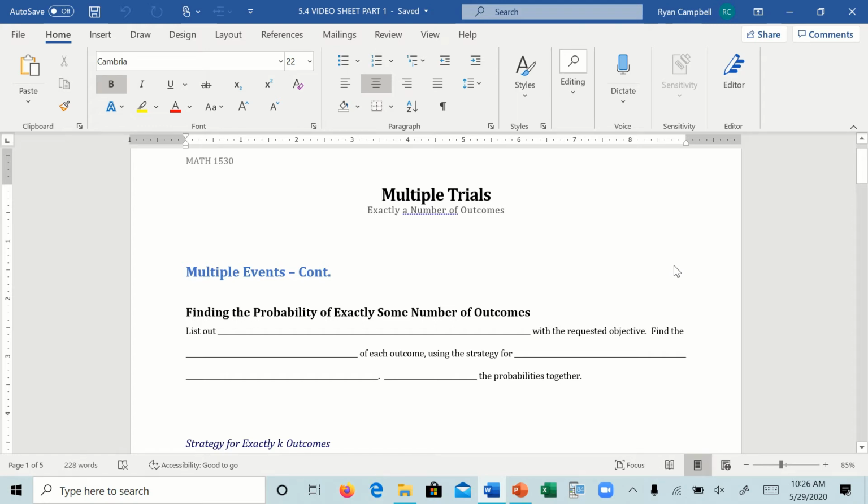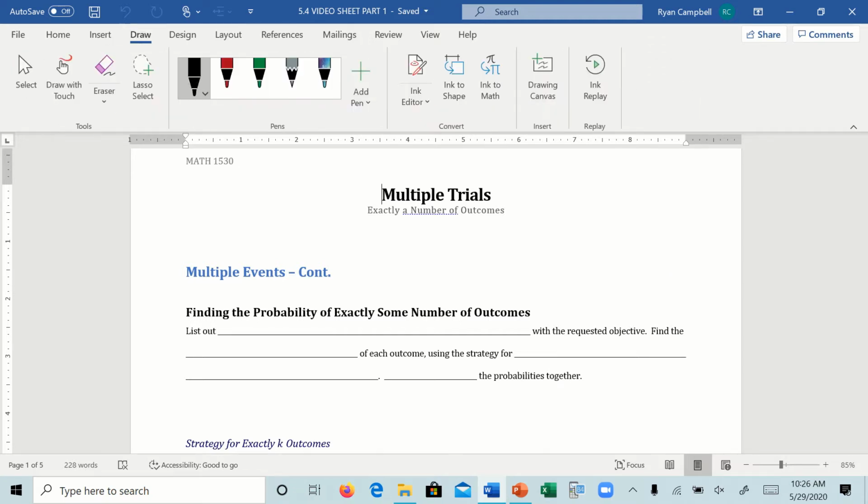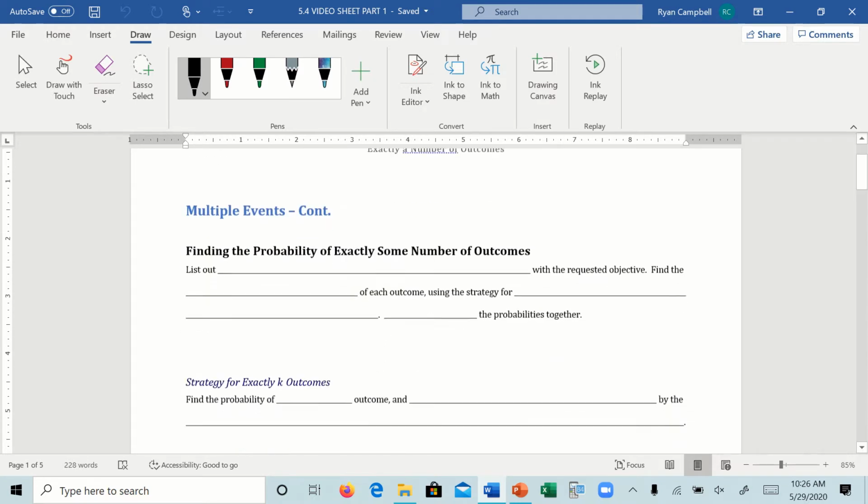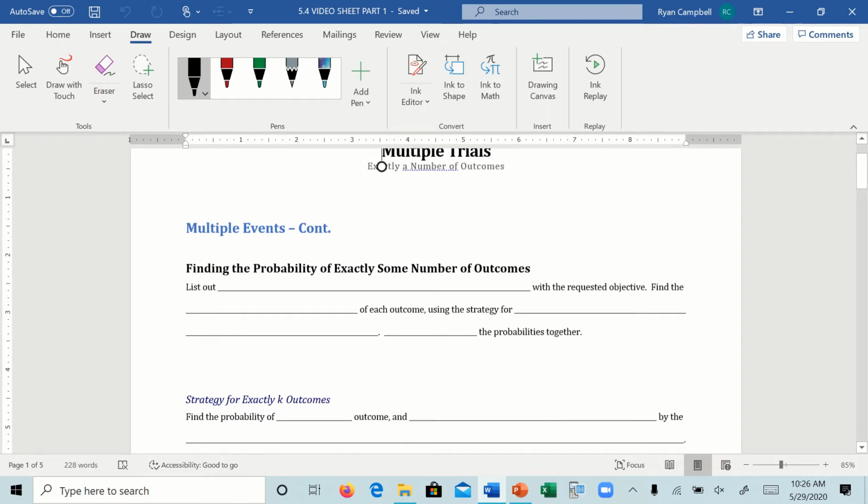So this is another type of multiple trials that we might see. Again, it's asking for multiple selected people, multiple selected objects, individuals, whatever, right? And this time it's going to say exactly a certain number of outcomes. We'll see a little bit, especially in our example number 1, but this is what happens. If you're trying to find exactly some number of outcomes, it could be exactly 1 outcome, exactly 2 outcomes, exactly 3 outcomes, and so on and so forth, right?